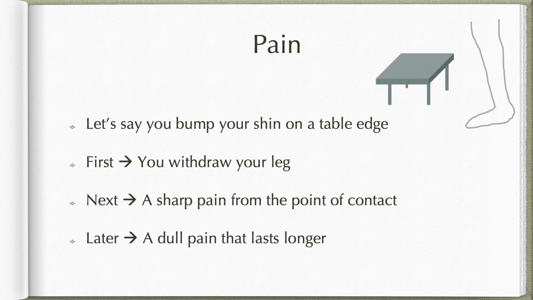Let us say you bump your shin on a table edge. You first withdraw your leg. Then there is a sharp pain shooting from the point of contact. This will be followed by a dull pain that lasts longer. That initial withdrawal was mediated by type 1 and type 2 fibers, which carry information at the speed of about 120 meters per second. The sharp localized pain, otherwise called fast pain, is mediated by A delta fibers.